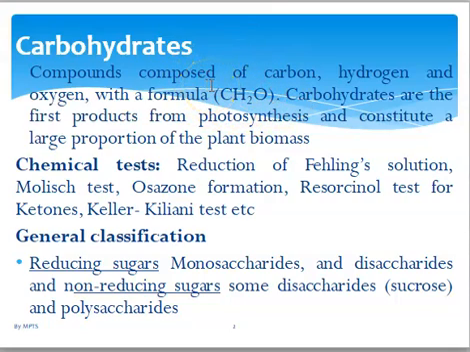Carbohydrates constitute the first products of photosynthesis, and they constitute a large proportion of the plant mass. I'm sure we are aware of the tests for carbohydrates: Fehling's solution, Molisch test, and all these tests. I hope we know the observation. Carbohydrates can be classified as reducing sugars, which are monosaccharides and disaccharides, or non-reducing sugars, disaccharides such as sucrose and polysaccharides. Of course, these can be differentiated based on the tests above.